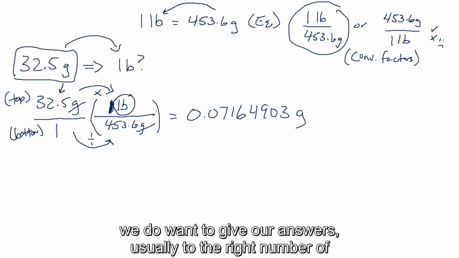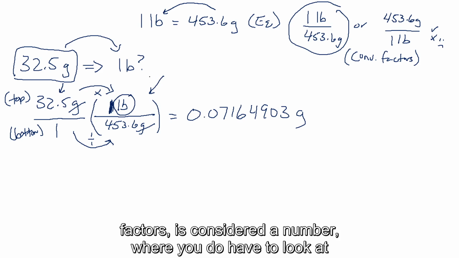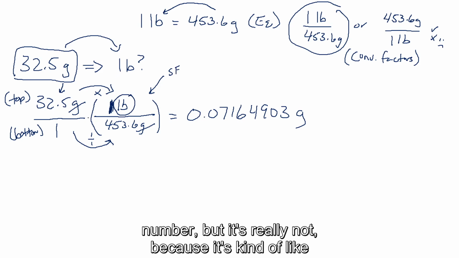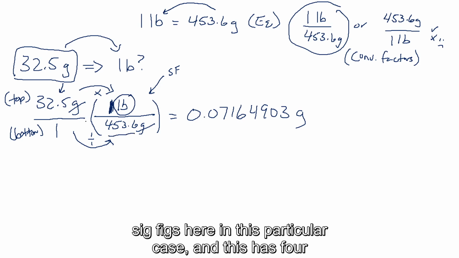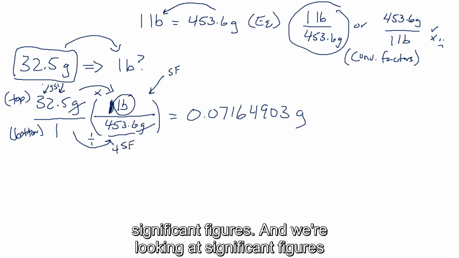But we do want to give our answers usually to the right number of significant figures. This right here, like a lot of conversion factors, is considered a number where you do have to look at significant figures. Some people will consider it's an exact number, but it's really not, because it's kind of like 453.59, I think is the real number. So we should look at the sig figs here in this particular case, and this has 4 significant figures. Our original number here has 3 significant figures.